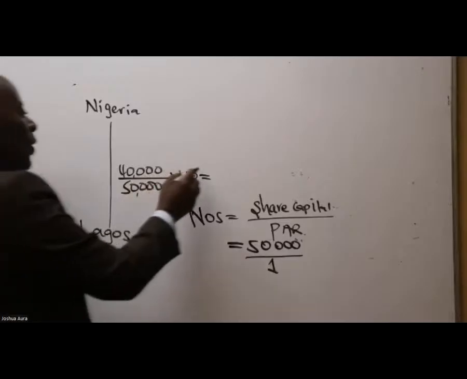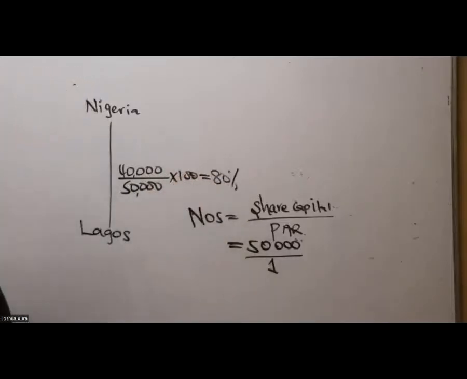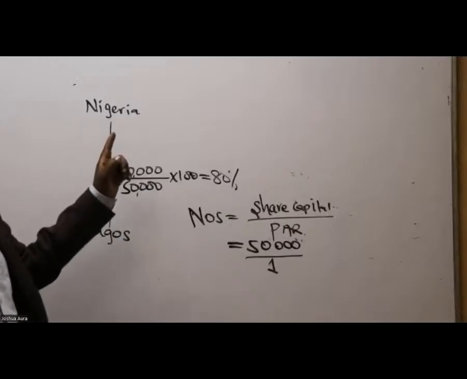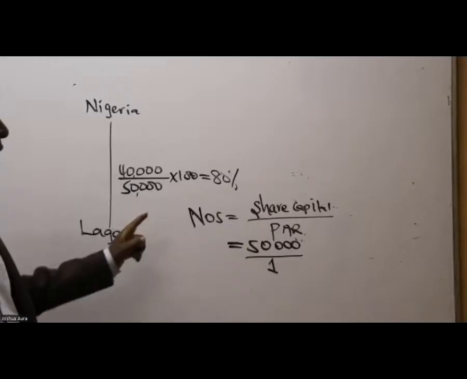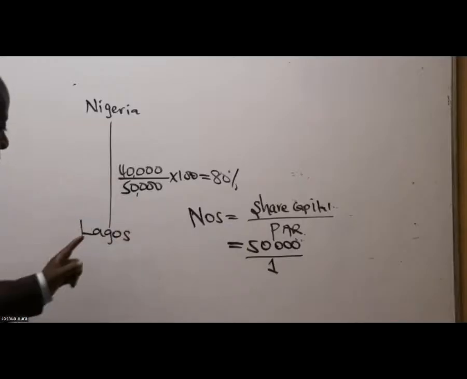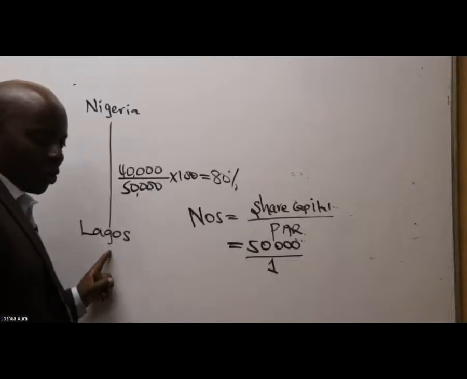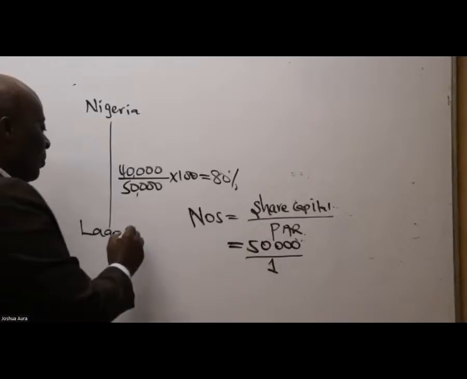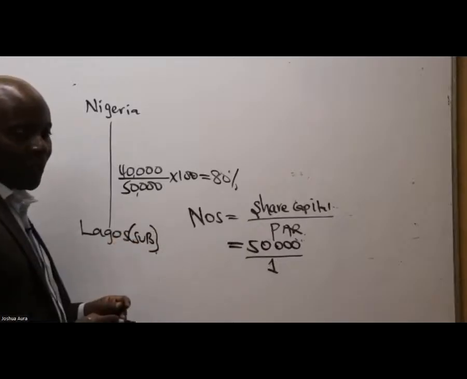So what do you think of 80%? Don't you think 80% is way too high? It is too high. Automatically, that means what here? Control. It means that Nigeria is controlling Lagos. It means that Lagos automatically becomes our subsidiary.